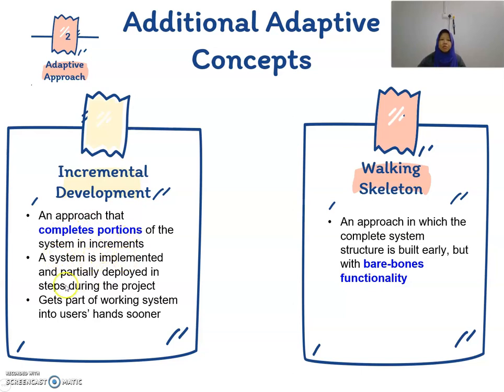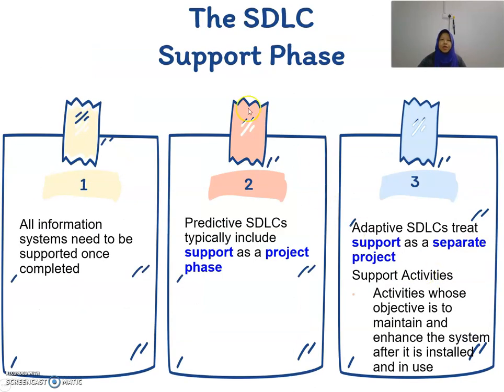A system is implemented and partially deployed in steps during the project. It gets part of the working system into users' hands sooner. The next one is the working skeleton, an approach in which the complete system structure is built early but with bare bones functionalities.